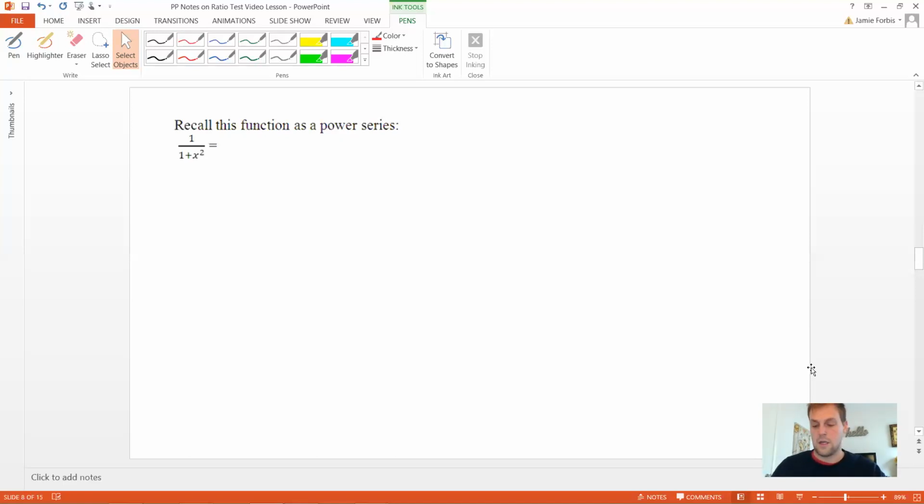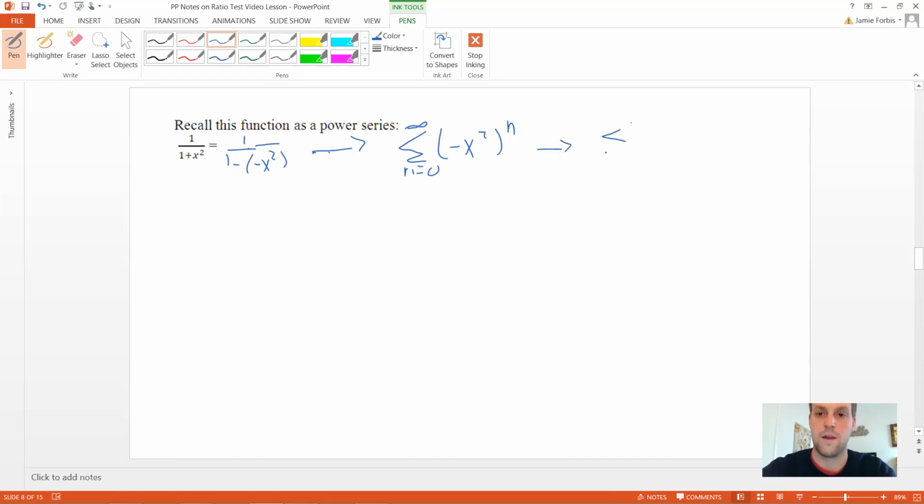Okay. All right. Now recall that this function as a power series, we got 1 over 1 plus x squared, which is the same thing as 1 over 1 minus negative x squared. If I were to represent that as a power series, we've done this a bunch of times. That's n equals 0 to infinity of negative x squared to the n, which if I asked you to simplify, which we're not having to really worry about in this slide, you would simplify it to negative 1 to the n x to the 2n. Okay. No big deal there.